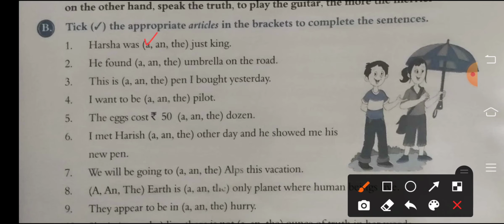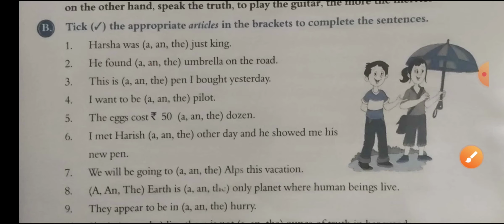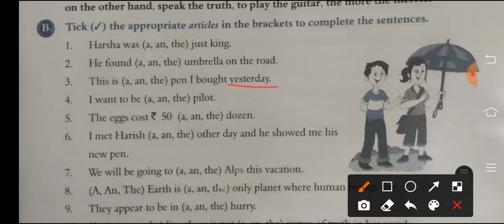He found a dash umbrella on the road. Now umbrella starts with U, but this is giving the sound of a vowel, so you have to use an: an umbrella on the road. Next, dash pen I bought yesterday. The pen is particular because I bought it yesterday. So when things are particular, we have to use the. We are talking about that pen which I bought yesterday, that is what makes it particular, that is why the.